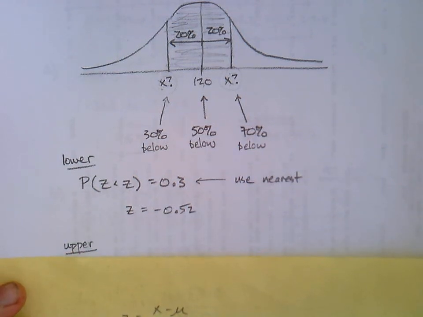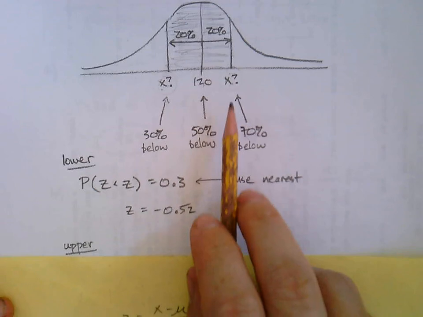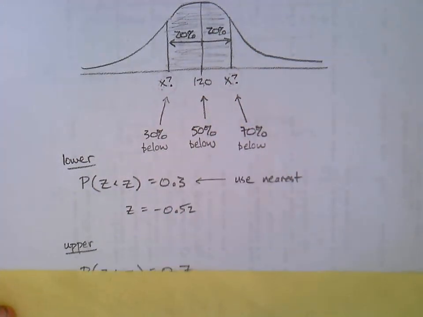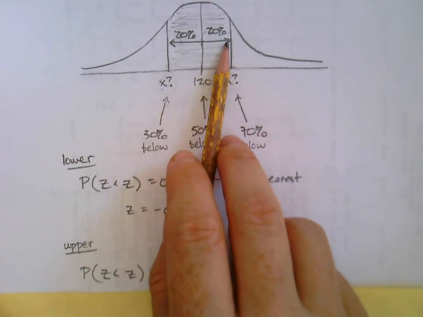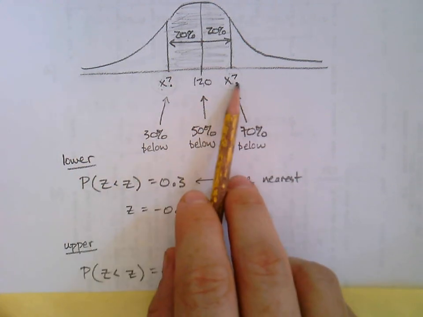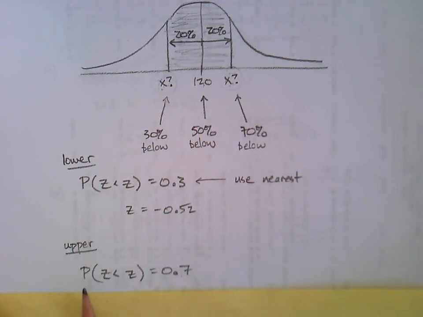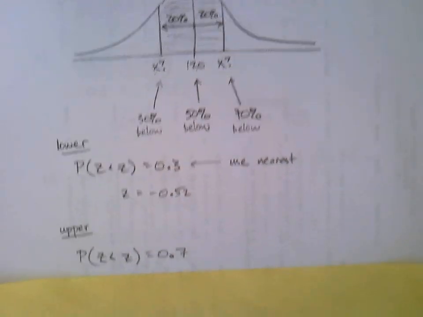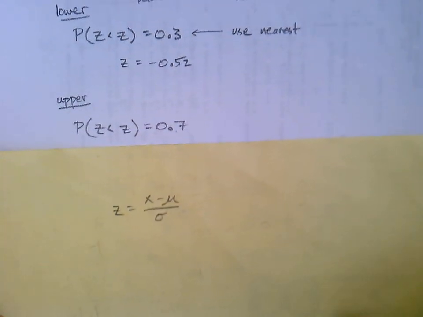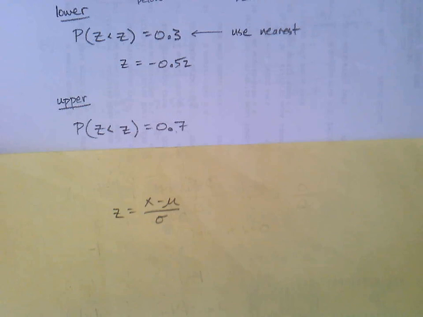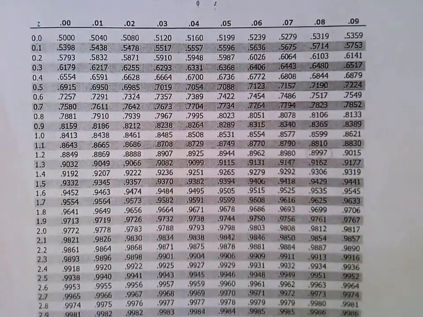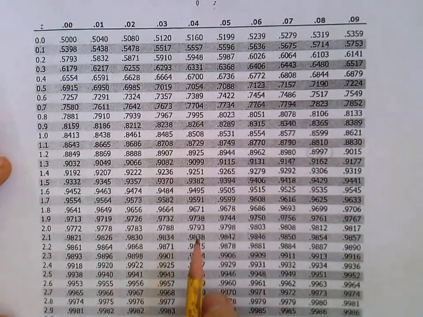While we're talking about z-scores and using our table, let's do it for the upper z-score. And we recognized the amount of probability below that x value is 0.7. So the probability that z is less than this value equals 0.7. Same idea, we're going to use our table backwards. We're just going to get as close as we can. This would be a positive z-score. So how close can we get to 0.7?